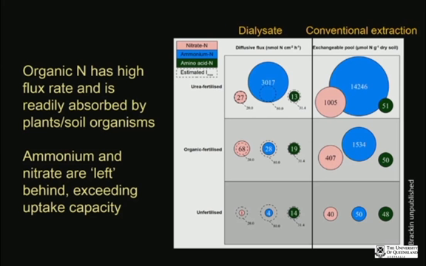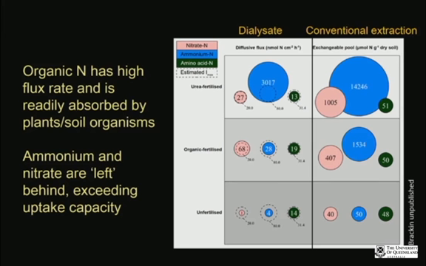And what I want to draw your attention to are these dotted lines. This is the estimated uptake capacity, the Imax of the roots. You can see that ammonium exceeds the Imax in this case. And here they are pretty much the same. But in all instances, the relative proportion of organic nitrogen in the flux is much larger than when we measure it with conventional extraction techniques. So the organic nitrogen has a high flux rate and is also readily absorbed by plants or microorganisms, which is why it doesn't accumulate in the soil. But from that, we cannot deduce that it's not important.